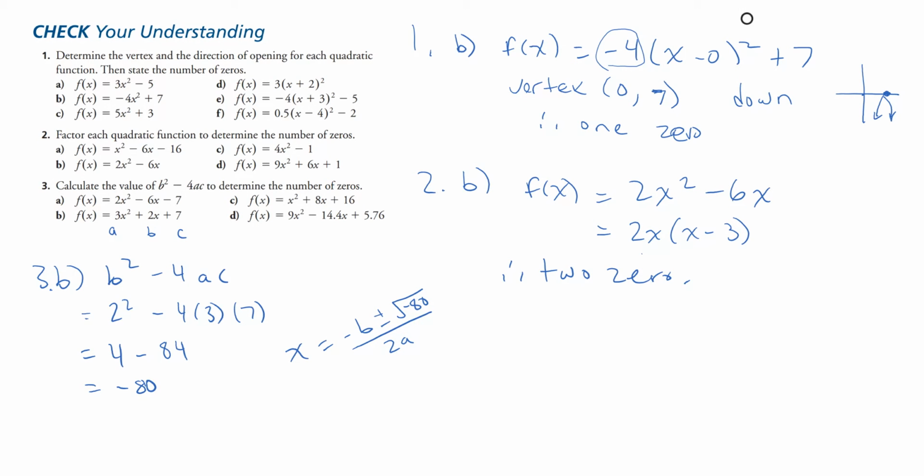So the square root of a negative number, that can't exist. That's not a real number. That's not a real solution. So we can't evaluate the expression in the quadratic formula. Because b squared minus 4ac is negative 80, it does not exist. There's no zeros. Okay, so that's the basic idea for how you can apply this knowledge.